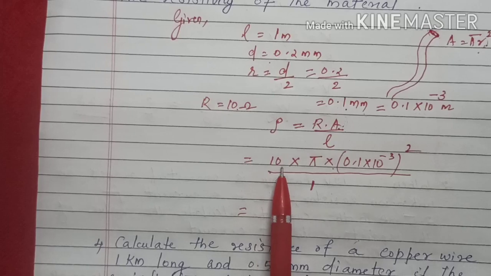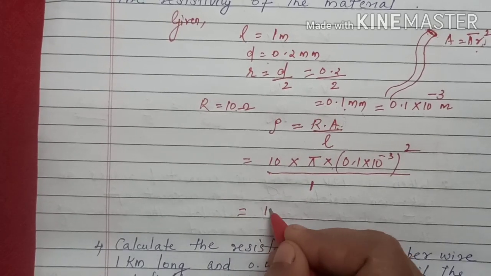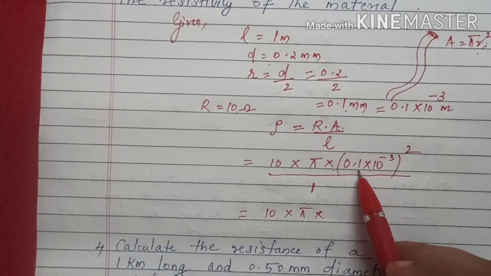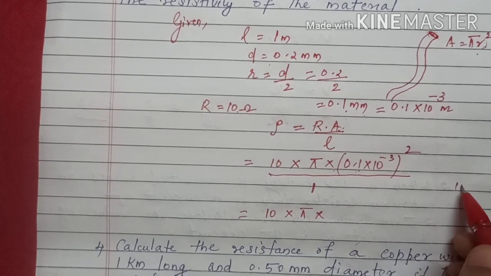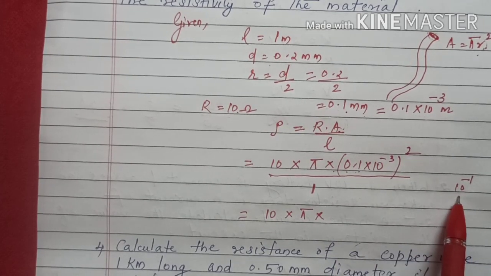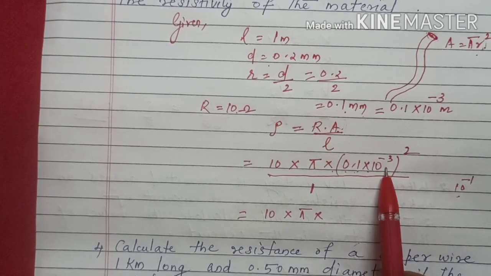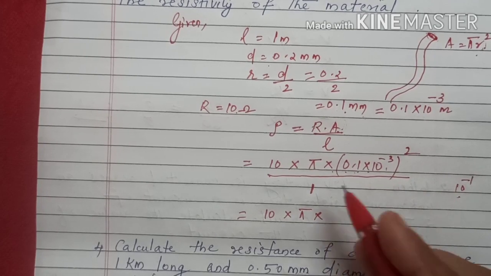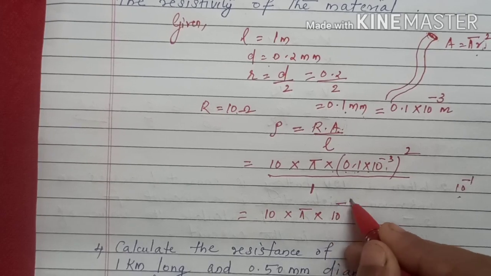It is very easy also. Here 10 is there, 10 into pi. Here 0.1 is there, which I can write as 10 raised to minus 1. Isn't it? 0.1 equals 10 raised to minus 1 into 10 raised to minus 3, which will give you 10 raised to minus 4. So 10 raised to minus 4, the whole square.